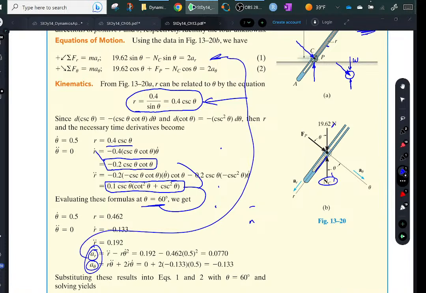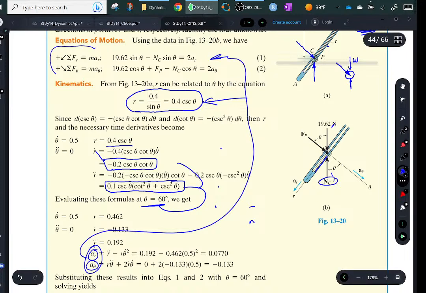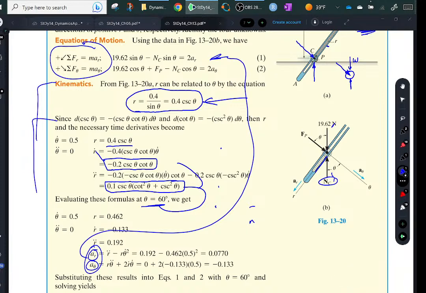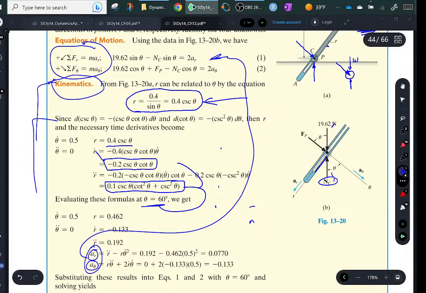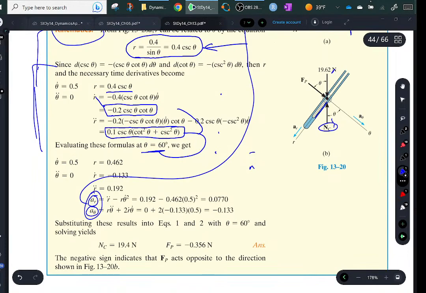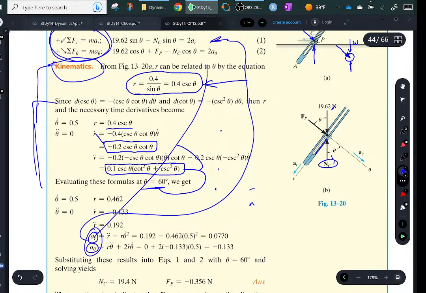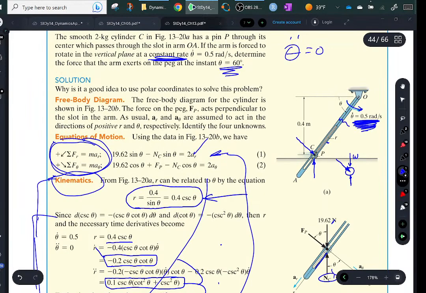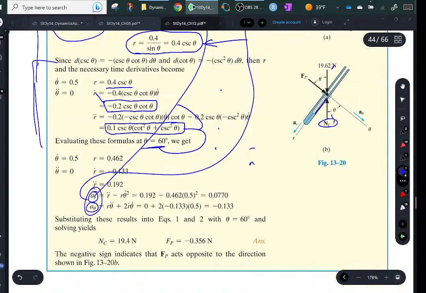So the key is, he's working these problems in this sequence where he does the equations of motion and then he does the kinematics. I would probably do the reverse. I would probably do the kinematics first because that was from chapter 12, and then I would do this. But it doesn't really matter. They're both completely independent. So after you substitute those back in there, then you will have a number here, a number here. You will not know this and you will not know that. And that's what you're solving for.